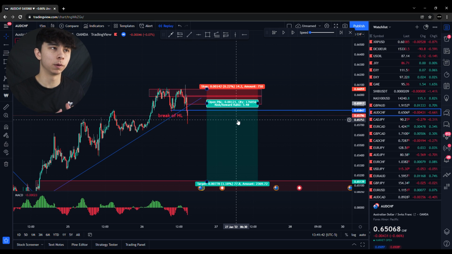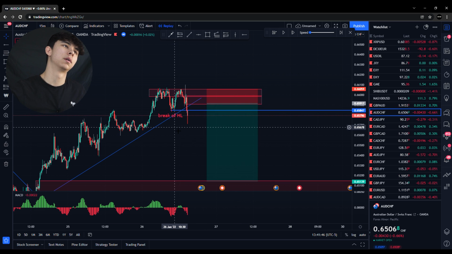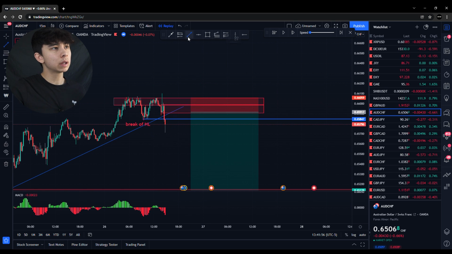With proper risk management, it's all about probabilities. It all comes down to probabilities. Now, what else do we look for? Well, we can look for a few confirmations. One confirmation we can look for is divergence. How do we find divergence?